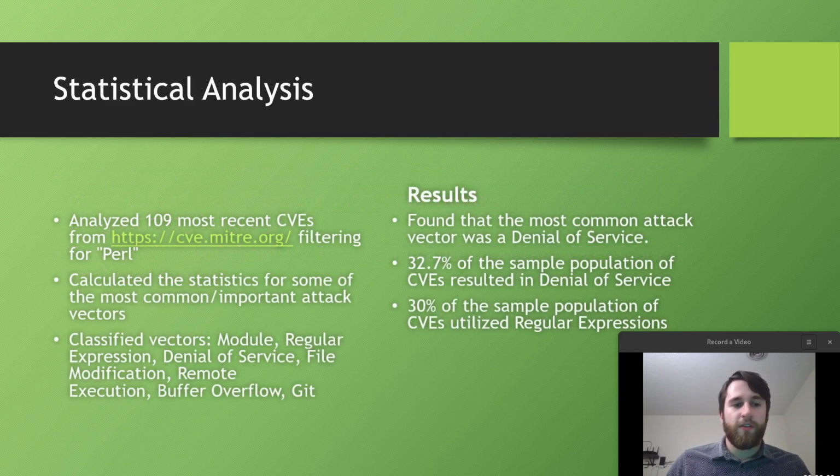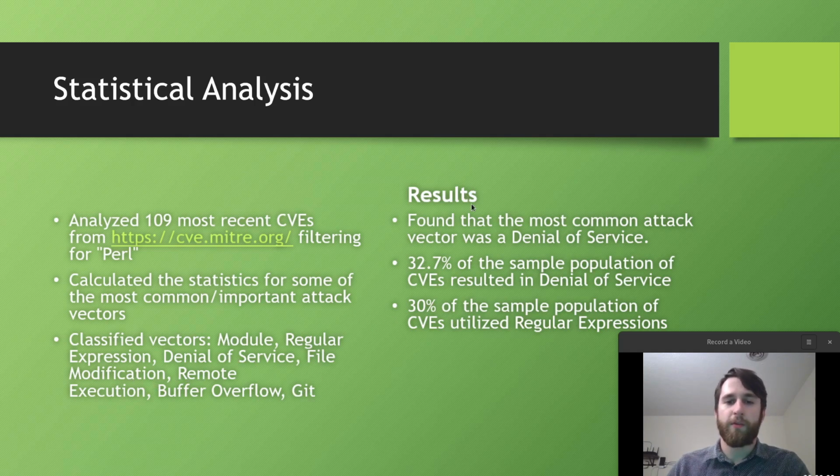So the statistical analysis, it covered specifically a number of attack vectors that I found to be the most prevalent. That was a subjective choice, so there are definitely more to be found or analyzed. Although I chose specifically module-based attacks, regular expressions, included denial of service, file modifications, remote execution, buffer overflows, and Git.